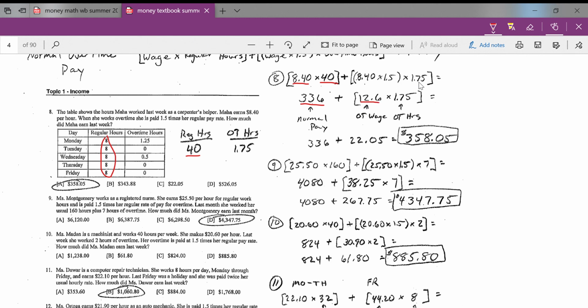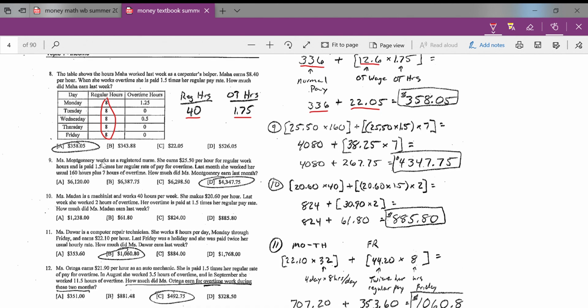And we got to multiply that times overtime hours. So she worked 1.25 overtime hours on Monday and 0.5 overtime hours on Wednesday. So a total of 1.75 or 1 3/4 hours of overtime. So we take that overtime wage, which was $12.60, times 1.75, and that gives us an additional $22.05. We add that to the normal pay of 336, which we got up here, and we get 358.05. Okay. The next two problems are very similar to that, so let's take a look.